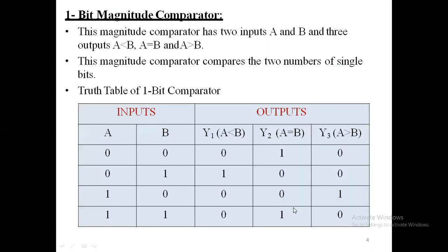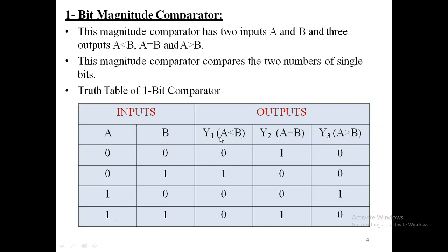Now consider the 1-bit magnitude comparator, so n is 1 bit. How many entries are there? 2 power 2n gives 4 entries. The input combinations are 0 0, 0 1, 1 0, and 1 1.